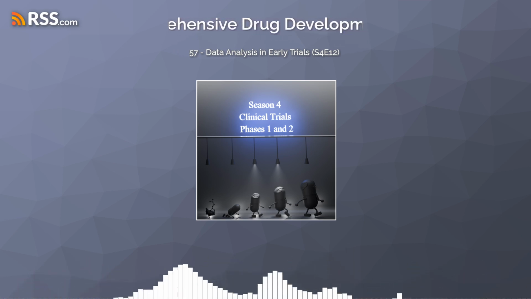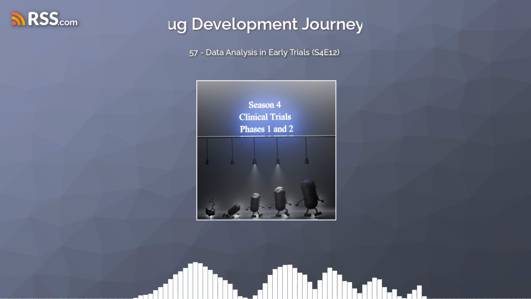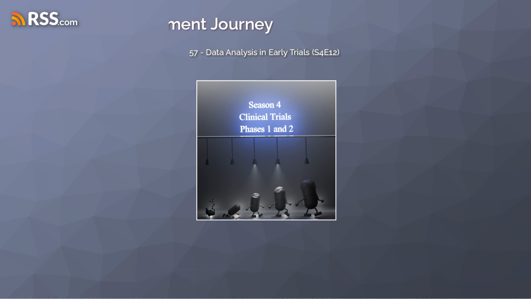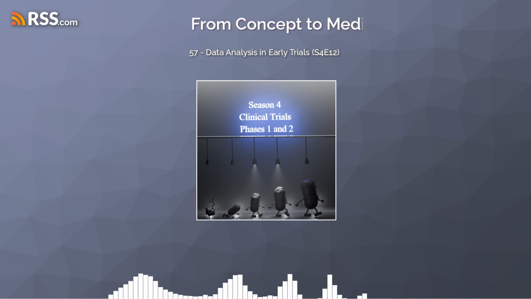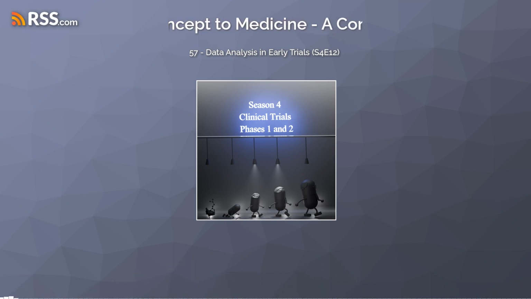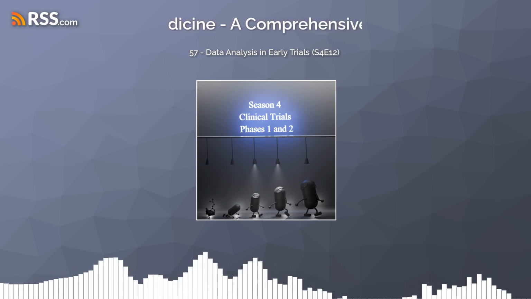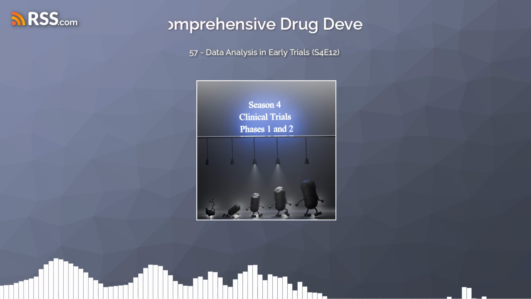Exactly. But at the same time, we're also gathering those crucial early insights into pharmacokinetics. Basically, we want to understand how the drug moves through the body: how it's absorbed, distributed, metabolized, and finally eliminated, the whole journey. So it's like we're creating a map of the drug's adventure through the body.